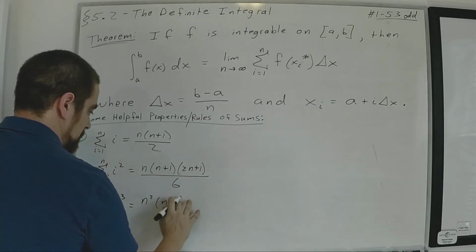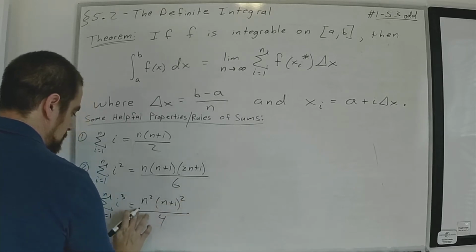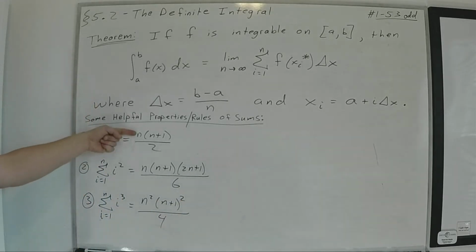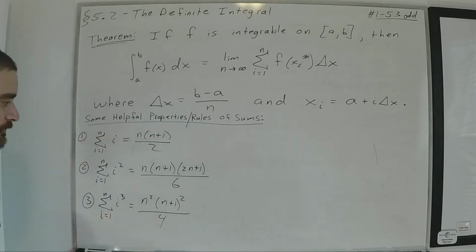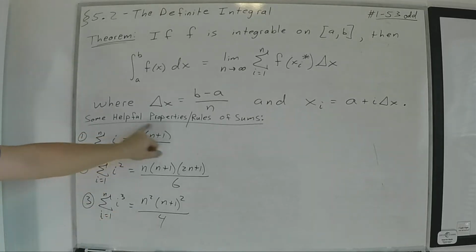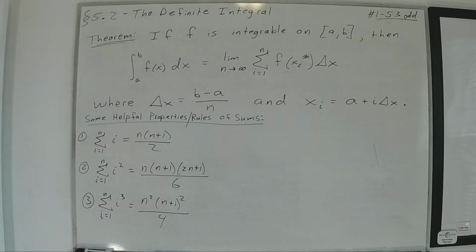This one's actually pretty nice to remember, too. All you have to do is square this formula for the sum of the integers from 1 to n, and you actually get the cubes formula just by squaring everything up top and squaring the bottom. So that gives you the formula for the sum of the cubes.